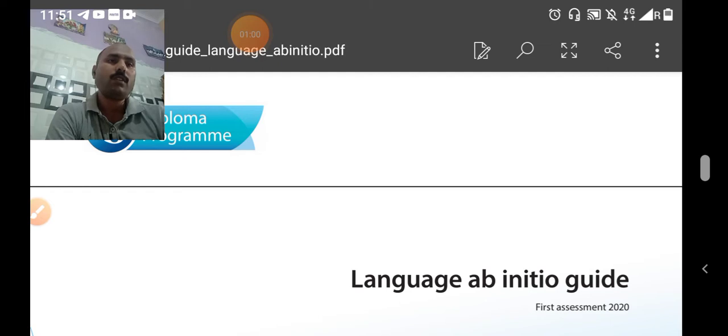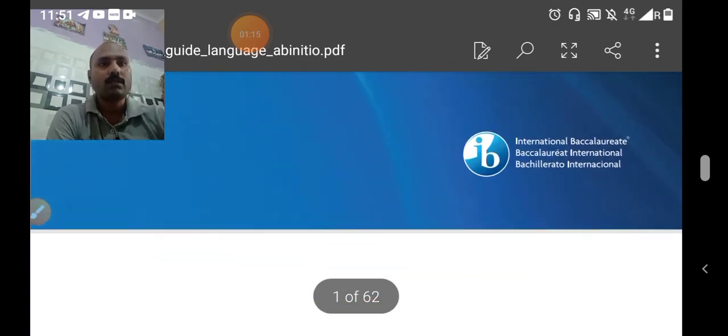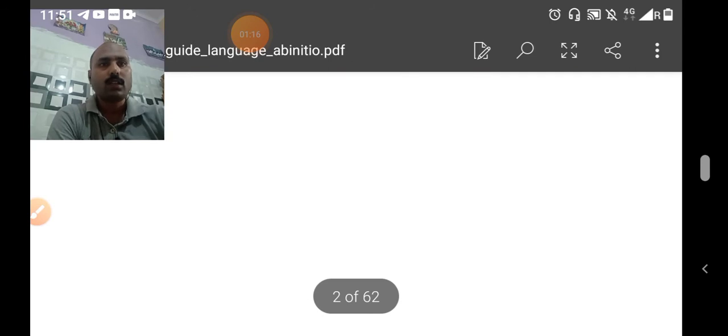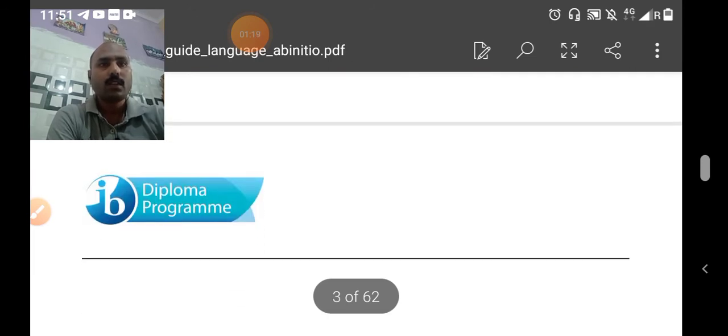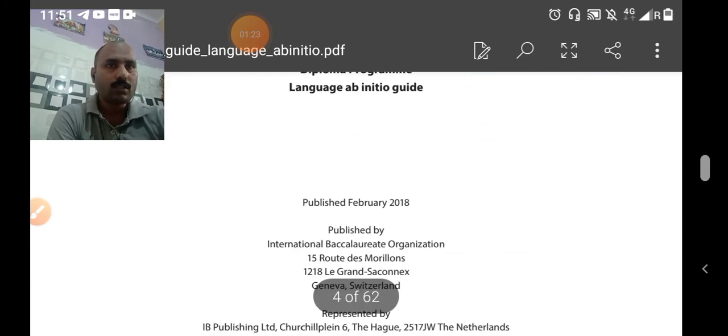So one by one we will discuss all the guides and try to understand what the key benefits of it are, how it is going to be used during classroom teaching, and how the students will get to know it. So this is the cover page of the Language Ab Initio guide, and now see here that we have the newest guide with us.